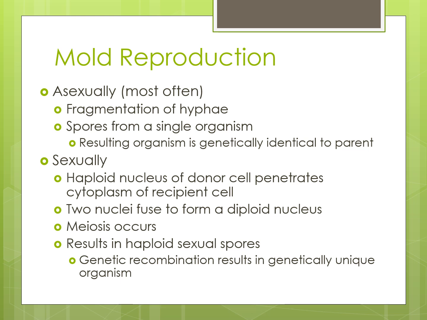In this sexual reproduction of mold, it's essentially like a modified version of meiosis. But what it results in is haploid sexual spores that create a diploid nucleus and a genetically unique offspring. So, sexual reproduction. Very different than yeast.